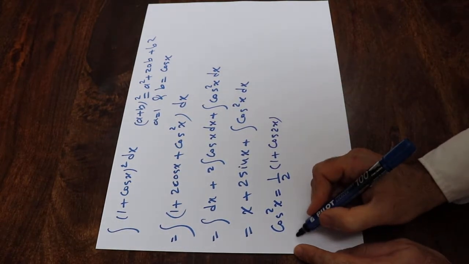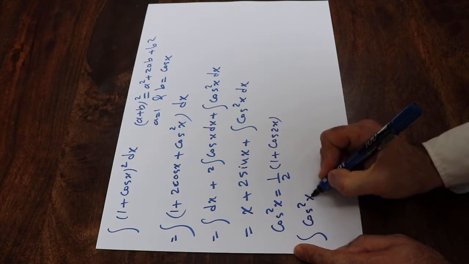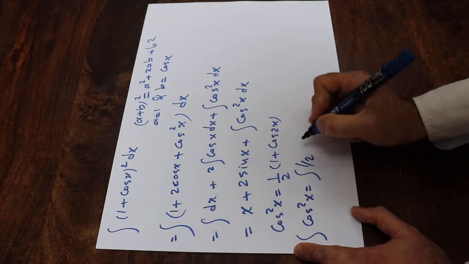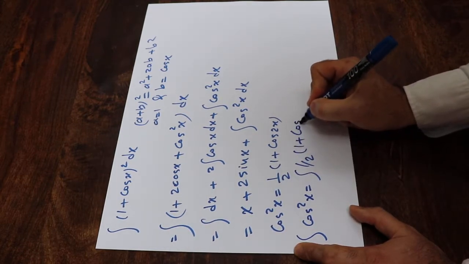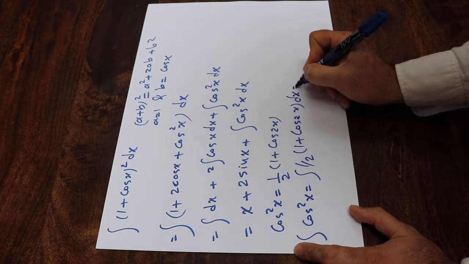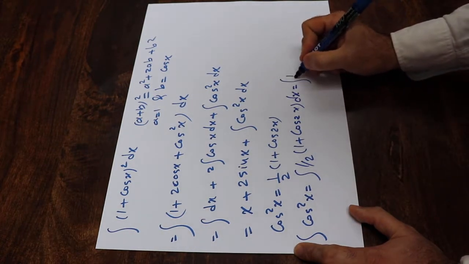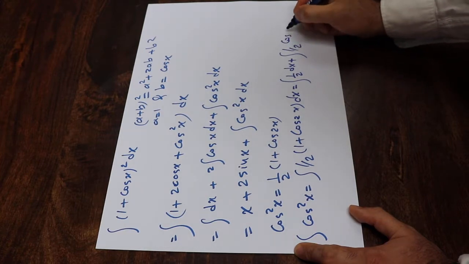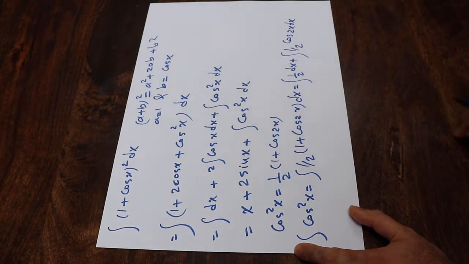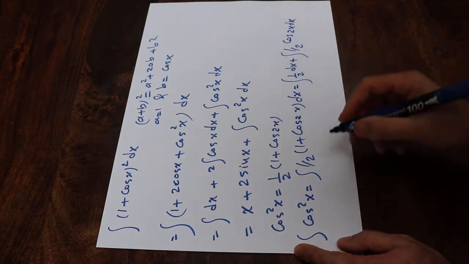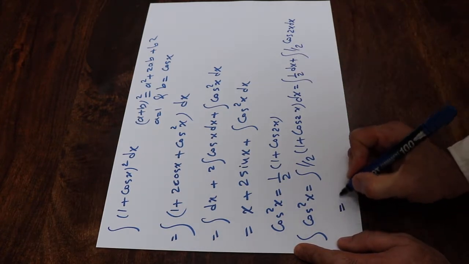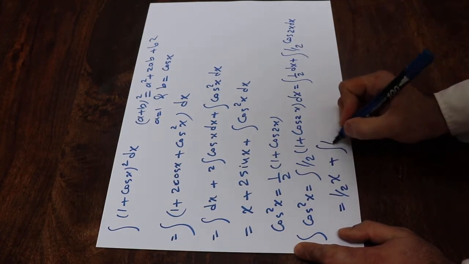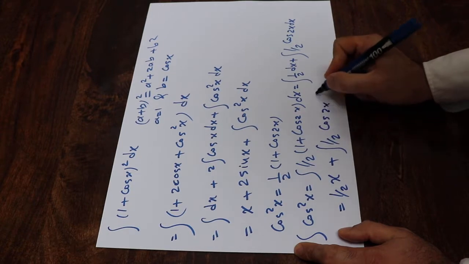Therefore the integral of cosine squared x will be equal to the integral of 1 divided by 2 times (1 plus cosine 2x) dx, which will be equal to the integral of 1 divided by 2 dx plus the integral of 1 divided by 2 cosine 2x dx. The integral of 1 divided by 2 dx will be equal to 1 divided by 2 times x, plus the second term, that is the integral of 1 divided by 2 cosine 2x dx.